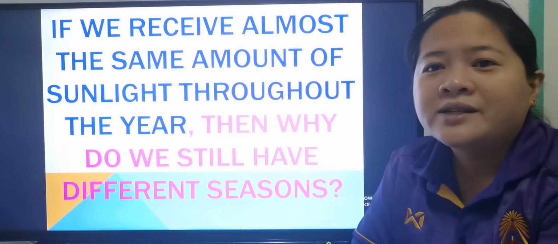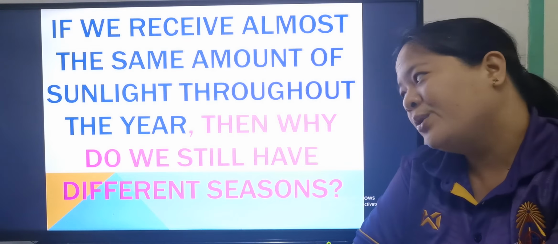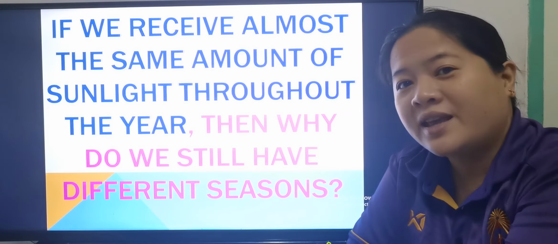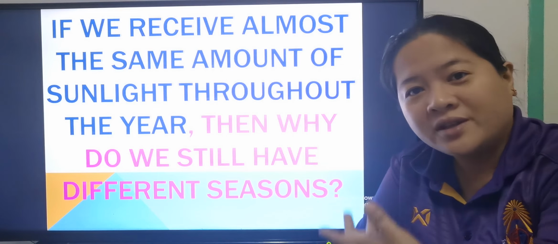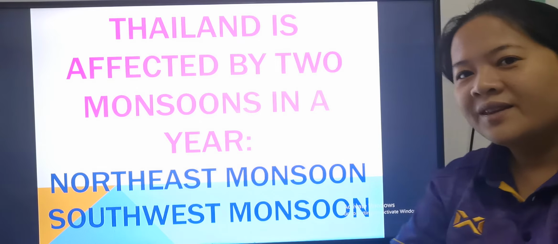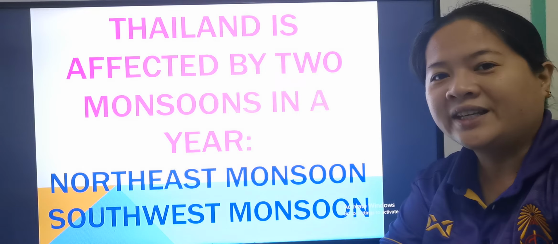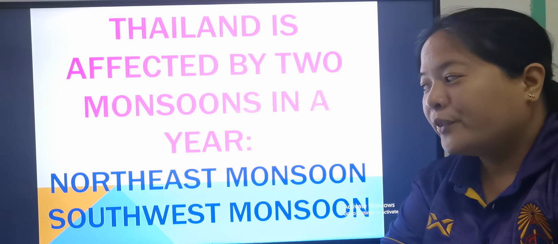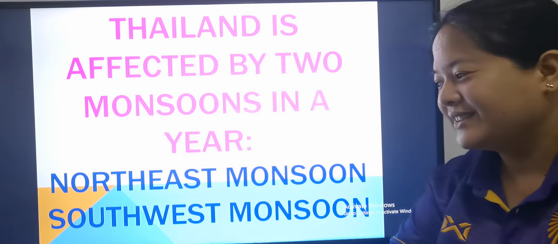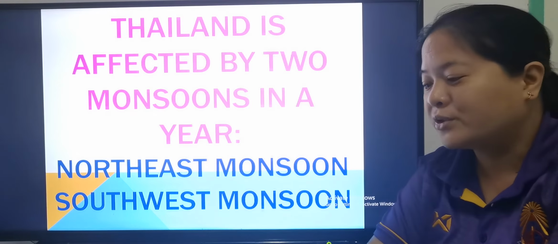Now, if we receive almost the same amount of sunlight throughout the year, then why do we still have different seasons? If we are receiving almost 12 hours of daylight every day of the year, why do we still have seasons? It is because Thailand is affected by 2 monsoons in a year. We have the northeast monsoon and the southwest monsoon. We have seasons because of these monsoons. It changes because of the monsoons.